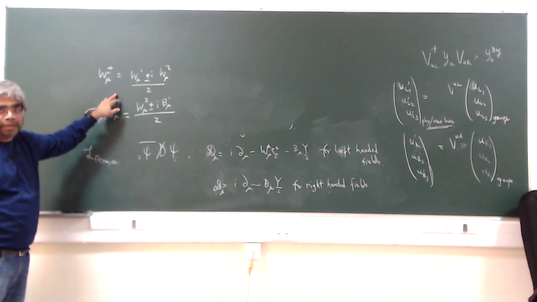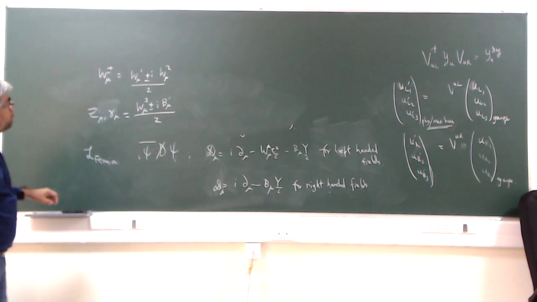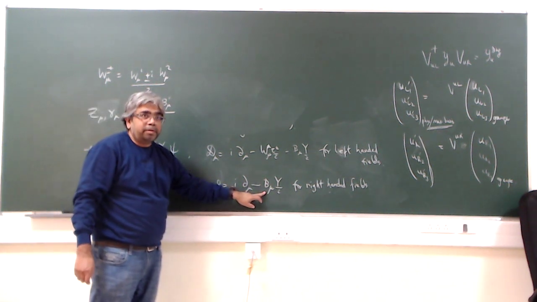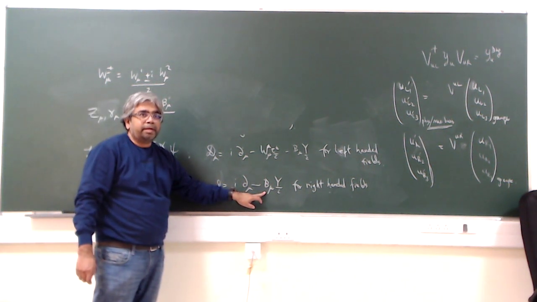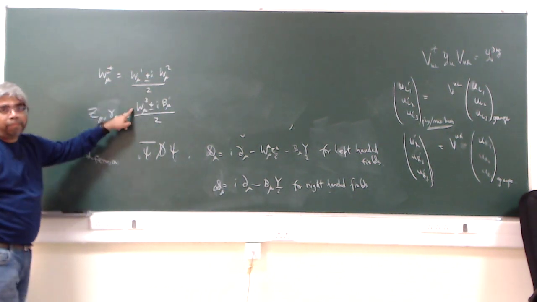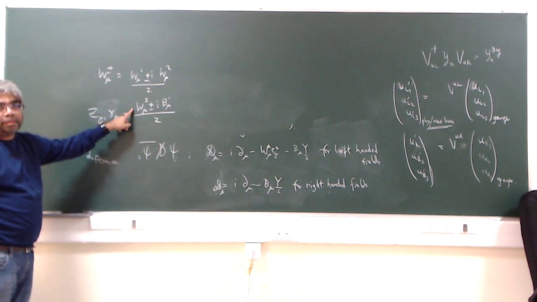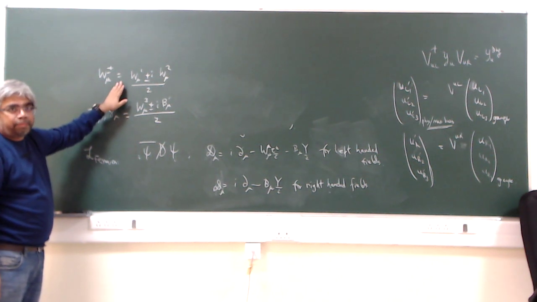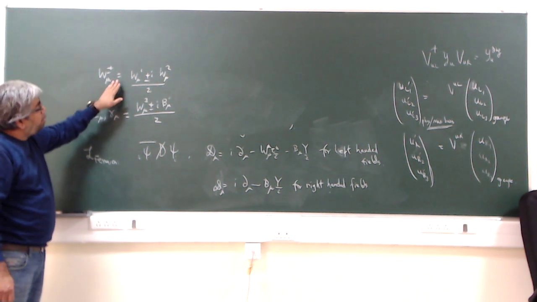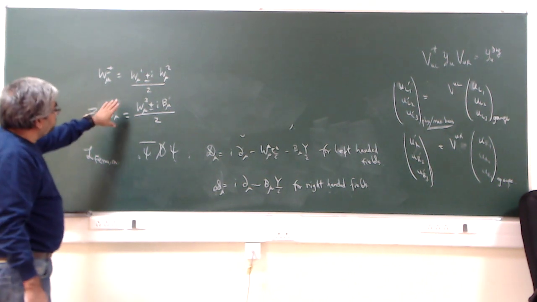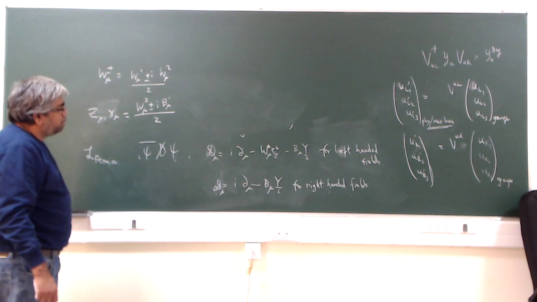The moment I write kinetic terms in this basis, remember B mu couples not just to left-handed fields, it also couples to right-handed fields. So this linear combination of B mu, okay, for W plus it doesn't matter. This linear combination of B, Z mu and everything, it's all okay.